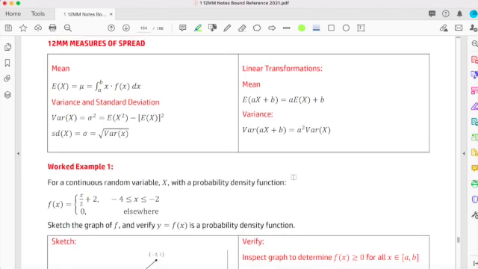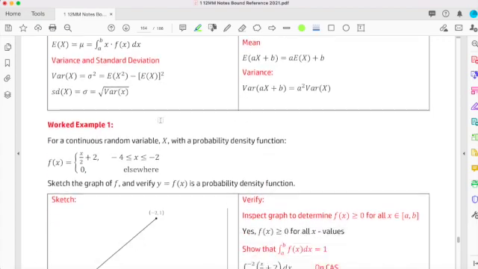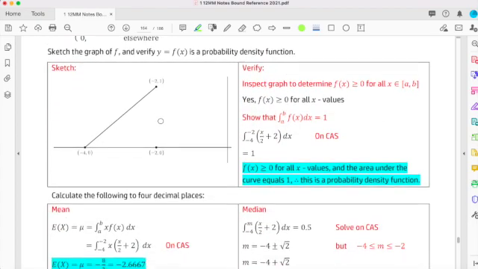Okay, measures of spread. Standard deviation is the big one. Variance is the calculation that we use to get to that measure of spread, the standard deviation. It's defined as E of x squared minus E of x all squared. Let's have a look at it in action.